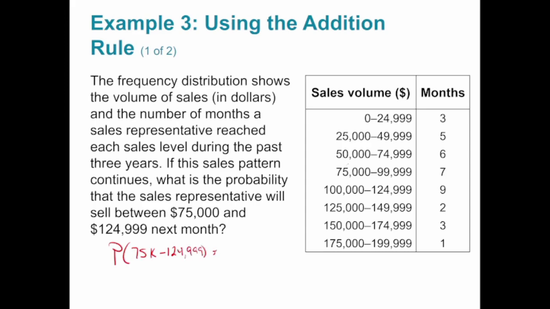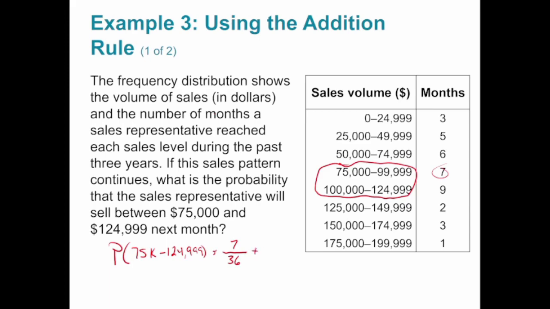To find this probability, we're going to be somewhere in that first range, $75,000 to $99,999, or in the range of $100,000 to $124,999. Remember, probability is favorable over total. So the probability that you're going to be in that $75,000 to $99,999 range is how many you have in that area. There are 7 in that area, divided by our total, which in this case is 36, because we're looking at a 3-year period.